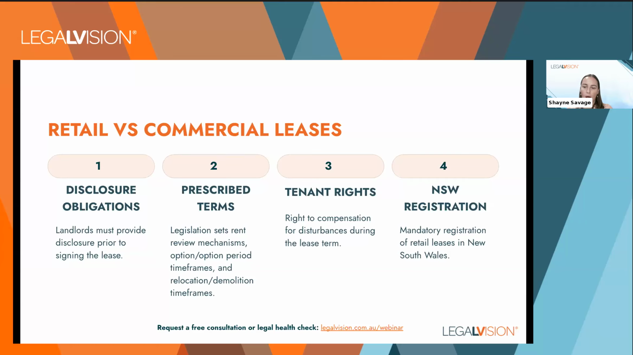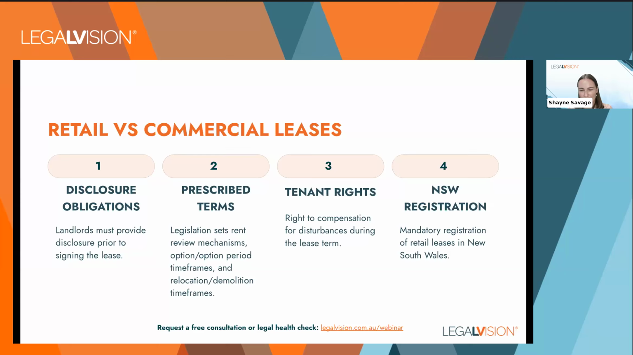Some states also require landlords to give formal written notices to their tenants if the lease term is coming to an end and there's not an option term or an option period for the tenants to exercise. For example, in Queensland and New South Wales, landlords must give at least 6 months notice to their tenants if there is no option period. And in that notice, they need to specifically confirm whether the landlord does not intend to give the tenant a renewal or extension of its lease, or they need to set out their proposed offer to extend that lease instead.